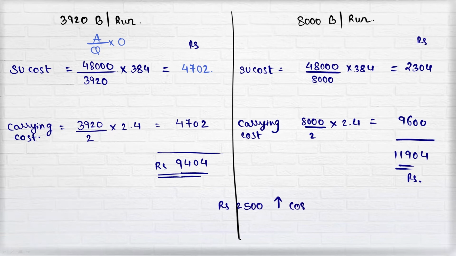will be increase in cost because of manufacturing in higher lot. Give your opinion. What is our opinion? You should go with economical batch size and you should manufacture 3920 units per run, or 3920 bearings per run.